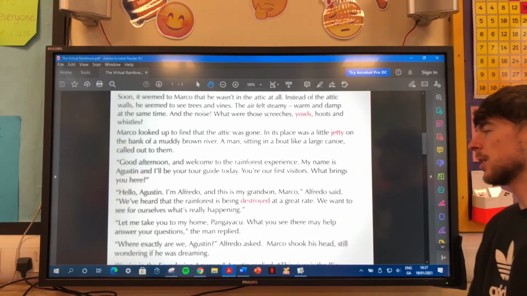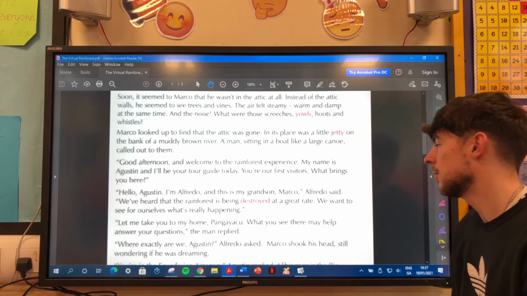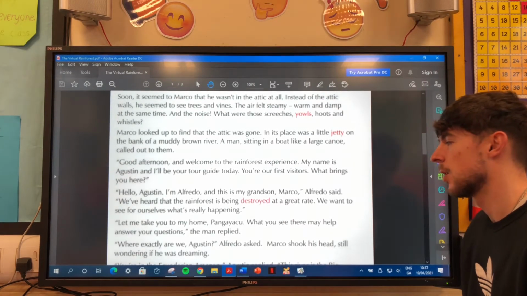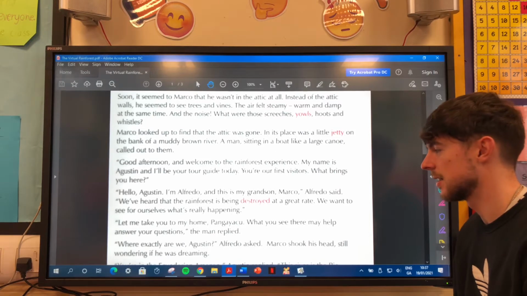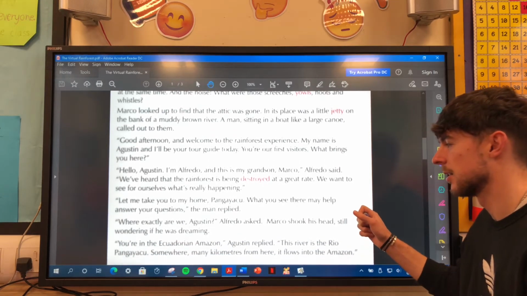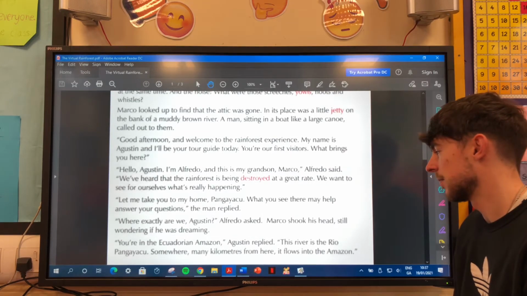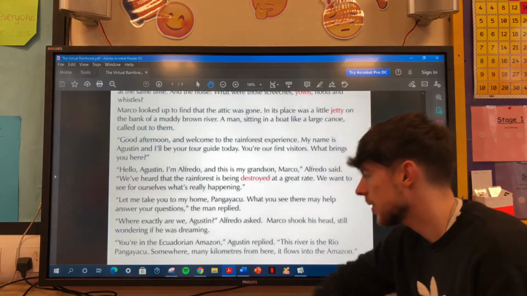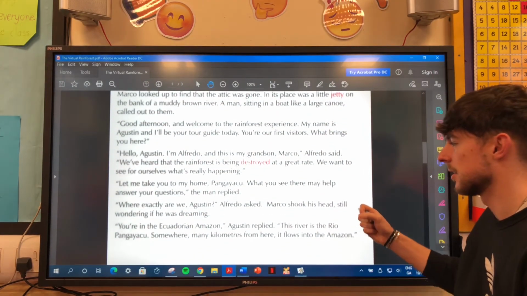Let me take you to my home, Pangayuku. What do you see there? May I help answer your questions, the man replied. Where exactly are we, Augustine? Alfredo asked. Marco shook his head, still wondering if he was dreaming. You're in the Ecuadorian Amazon, Augustine replied. This river is the Rio Pangayuco. Somewhere many kilometers from here, it flows into the Amazon.